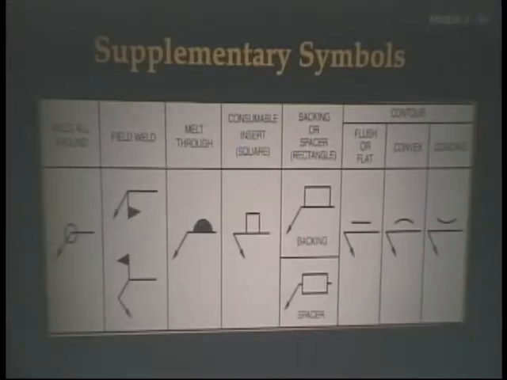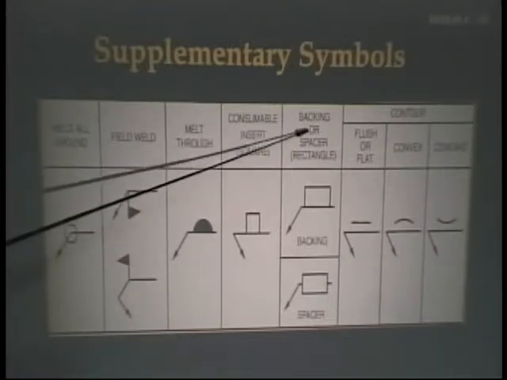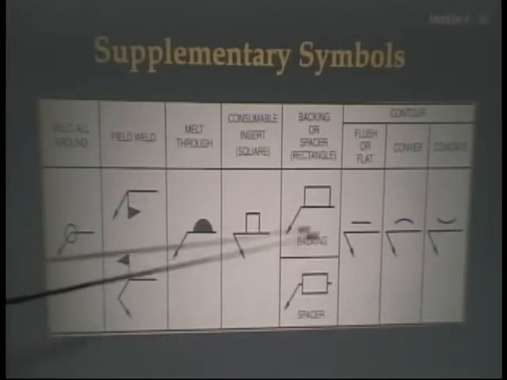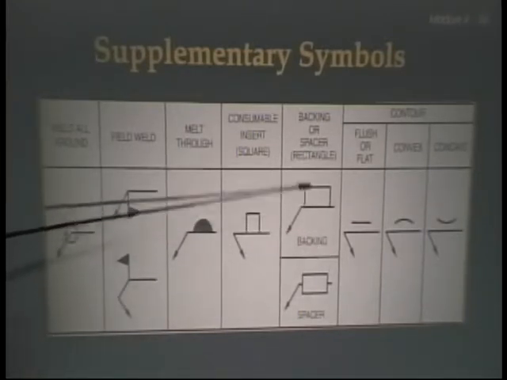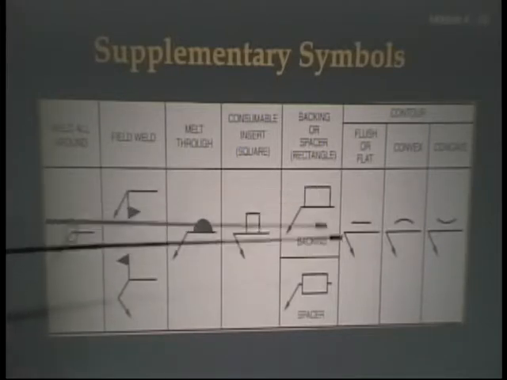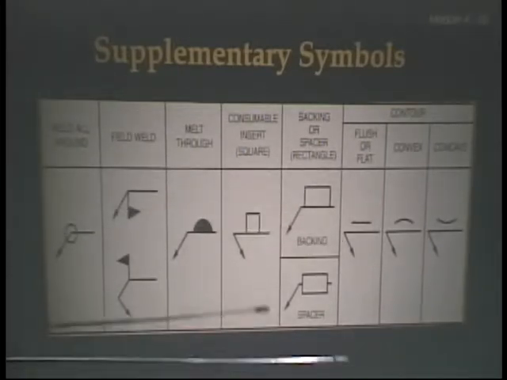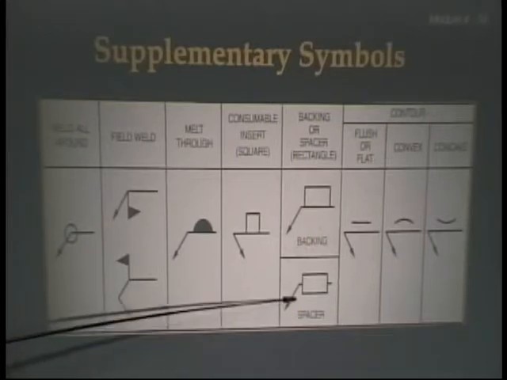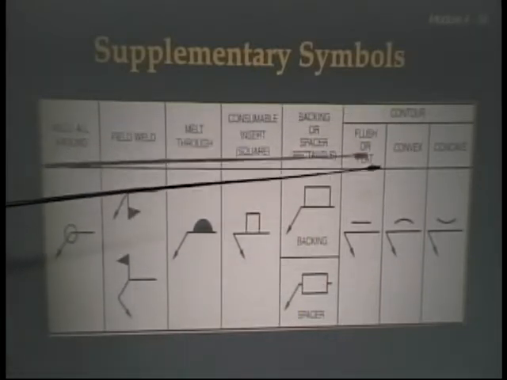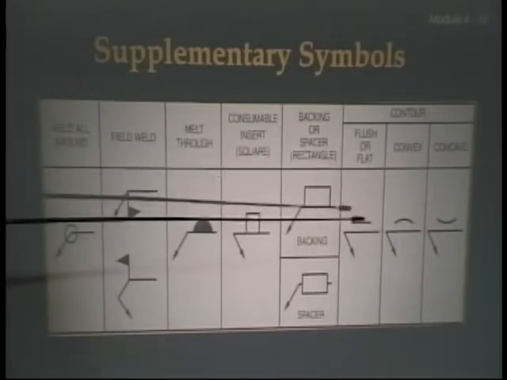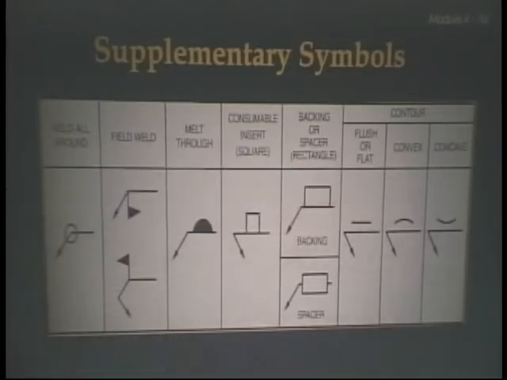This is a symbol for a consumable insert. That's normally associated with the gas tungsten arc welding process. Here we have a backing or a spacer, and that's rectangular. And you can tell the difference because here the backing is on the side of the reference line opposite whichever side the weld is going to be placed from. And here the spacer is in the center of the reference line. And then when I talked about contour, it's going to be flush or flat, and then concave or convex. So those are supplementary symbols that you may have to use.